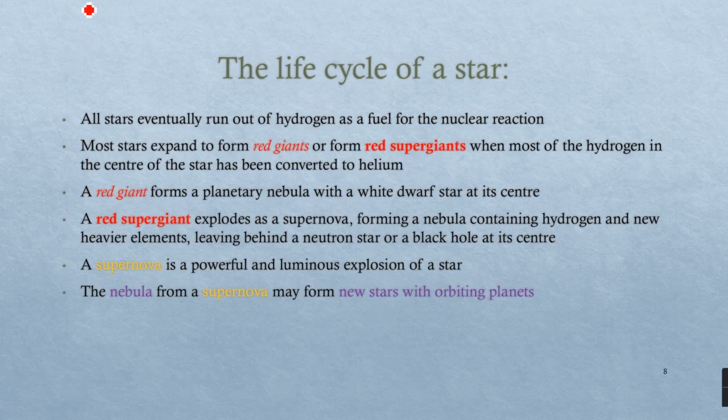So now let's talk about the life cycle of a star in summary. So we can say that all stars eventually will run out of hydrogen because they use it as their fuel. So once they use up all their fuel, they will form what we call a red giant or a red supergiant. So the red giant will form a planetary nebula, and the planetary nebula will then form a white dwarf star, which is luminous with a high amount of light and also a very dense center. And then it will eventually fade away and then form a dark dwarf, or black dwarf.